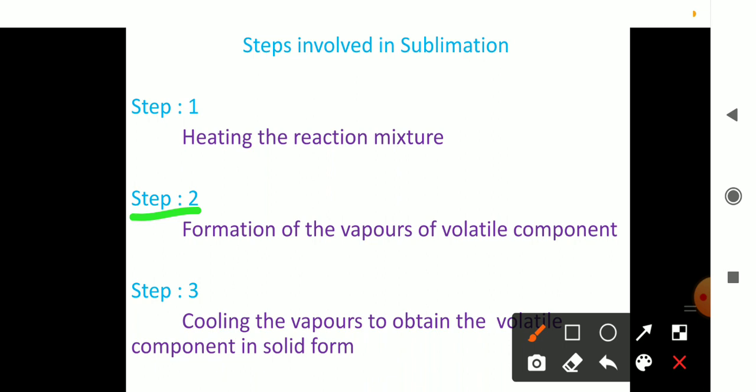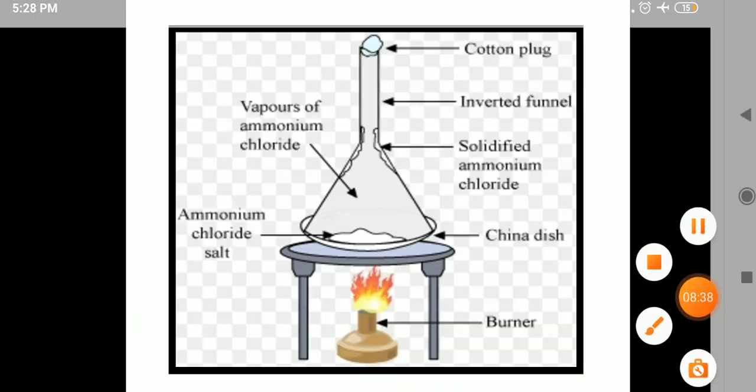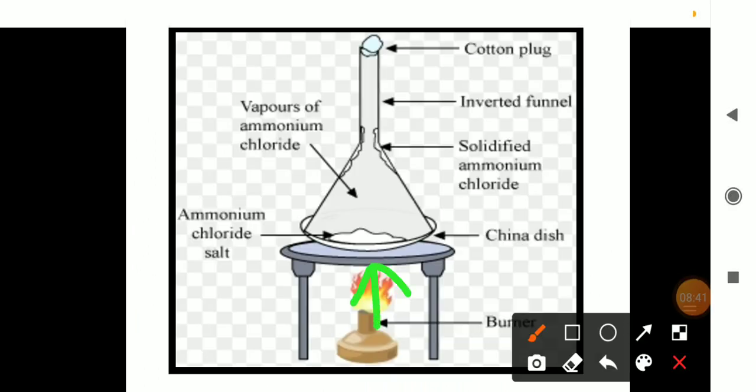So when we heat the reaction mixture, the volatile compound forms its vapors and it is trying to come out of this inverted funnel. Let me show you the picture again now. I am heating this reaction mixture. Because of this heating, only the volatile component forms vapors and it is trying to come out of the inverted funnel, but the open end is closed, so it is not allowed to go out of the inverted funnel. It remains inside the funnel itself.